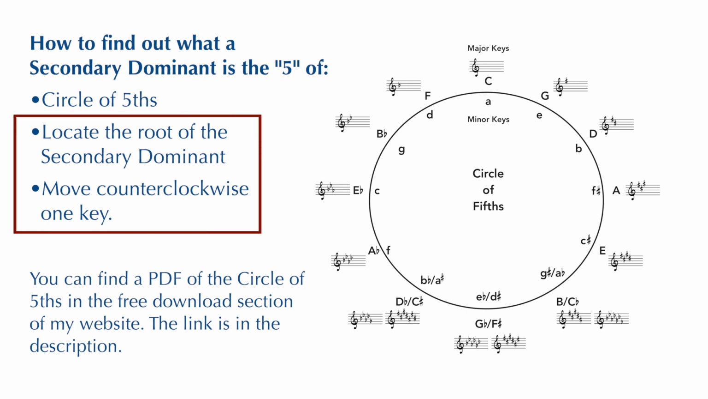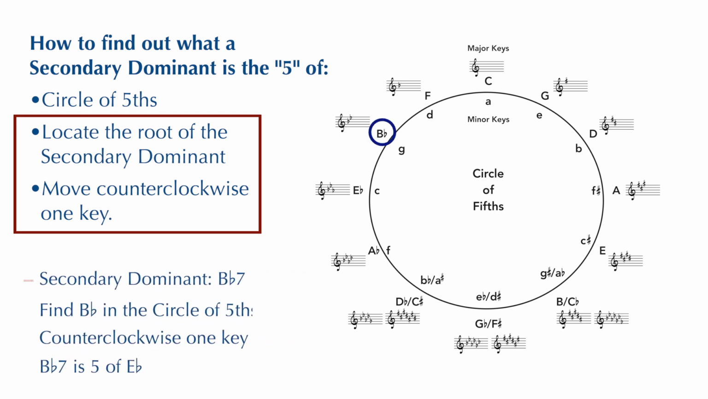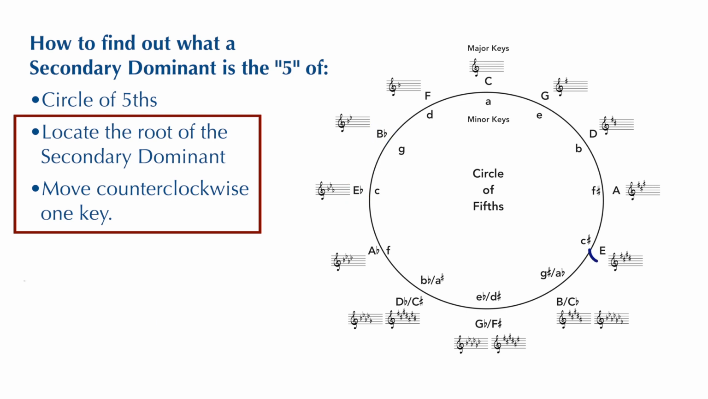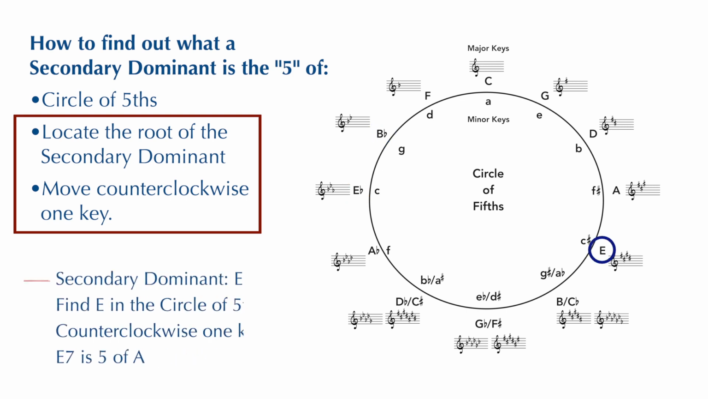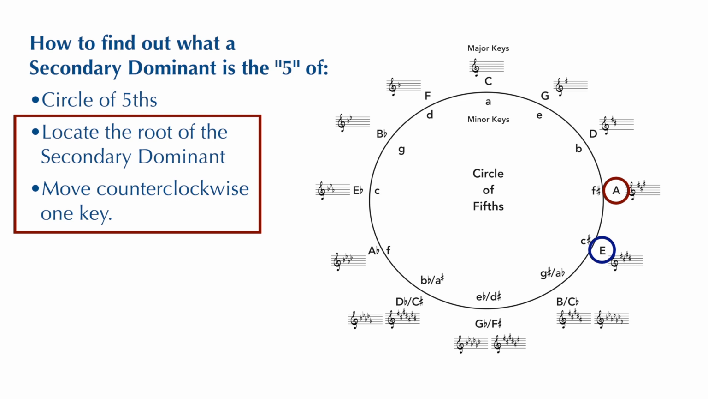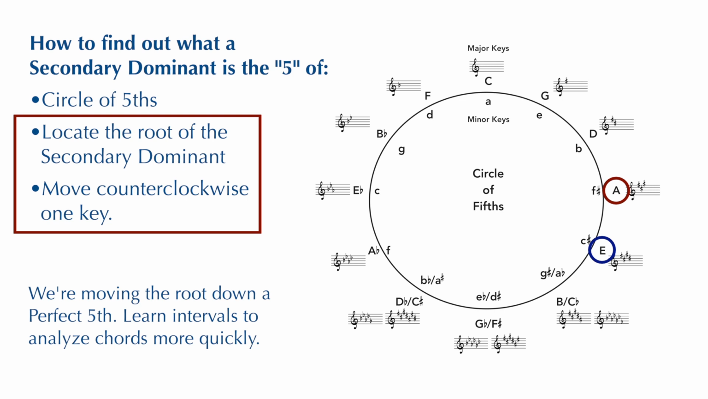All you have to do is find the root of your secondary dominant chord and move counterclockwise by 1 key. For example, if you're looking at a B flat 7, that B flat 7 is the 5 of E flat. Or if you're looking at an E7, you're looking at the 5 of A. What you're doing here is taking the root of the secondary dominant chord and lowering it a perfect fifth.